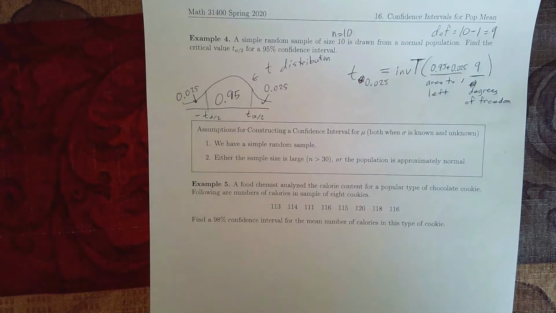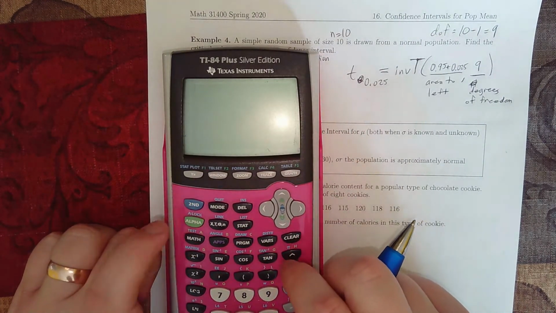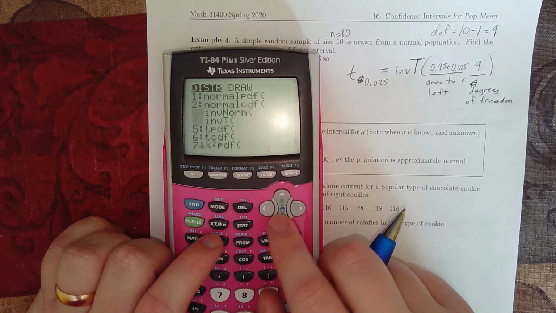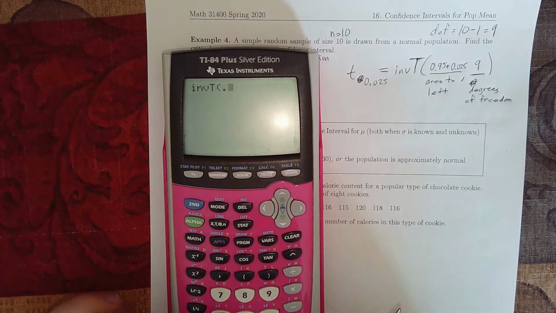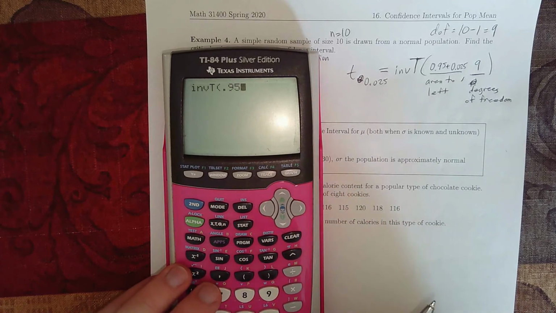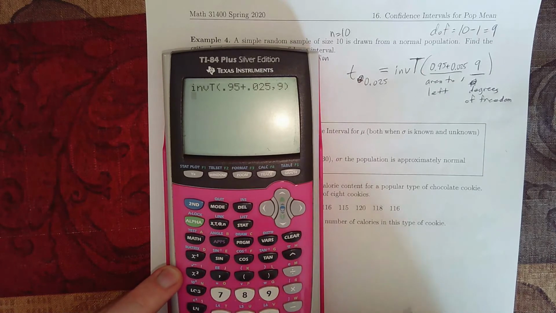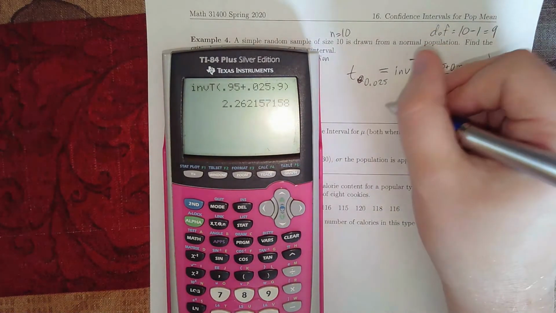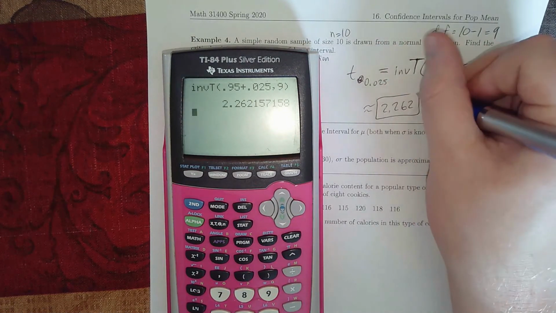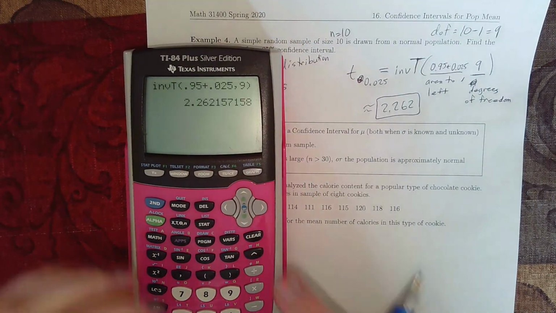So if we want to do this in our calculators, we can go to the distributions. This is what we did before: second, and then above the vars button, we have distributions. And then inverse t is right there, so we'll do 0.975, or 0.95 plus 0.025, comma 9, and we will get roughly 2.262 as our critical value. So this question was just asking for the critical value, so now we know how we can find that.